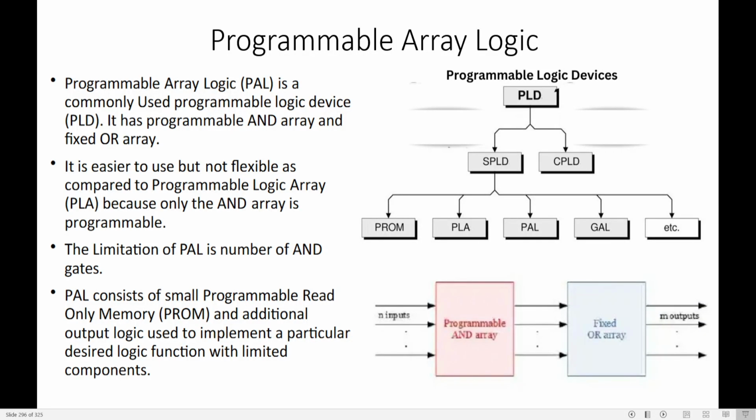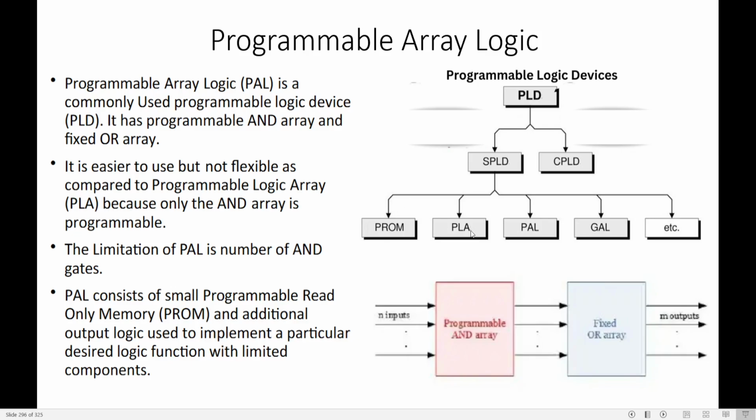Let us look into our very next topic called Programmable Array Logic. This PAL is the most commonly used PLD. You know, PLD is of two types, simple PLD and complex PLD. Simple PLD is of three types, PROM, PLA and PAL. Now, we are going to learn about this PAL.